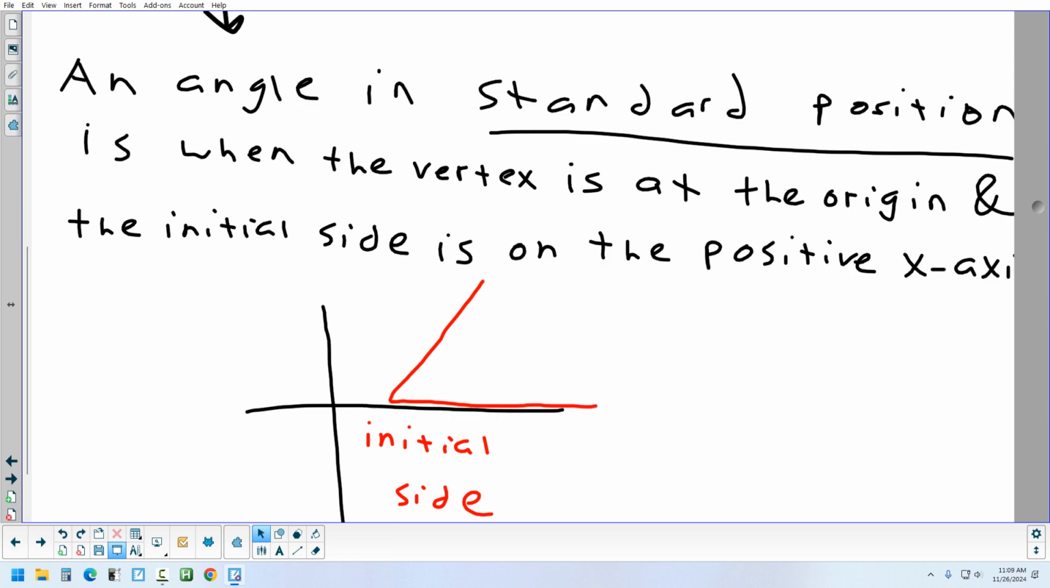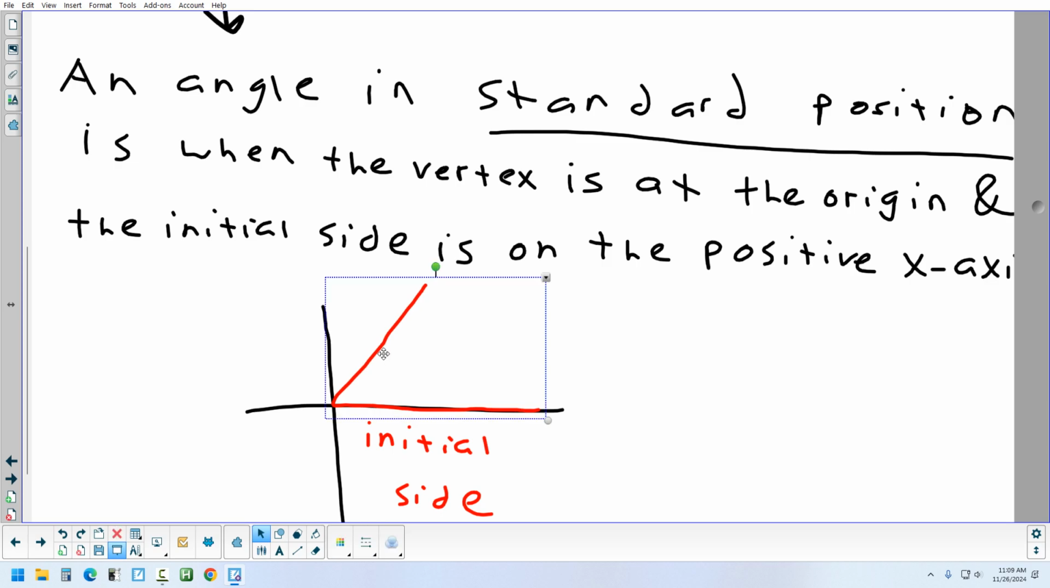So if we look at that angle by doing that to it, is that angle in red still in standard position? No. Kelsey, what's wrong with it? The vertex isn't at the origin. Yeah, the vertex is not at the origin. Okay, so now it's back in standard position.